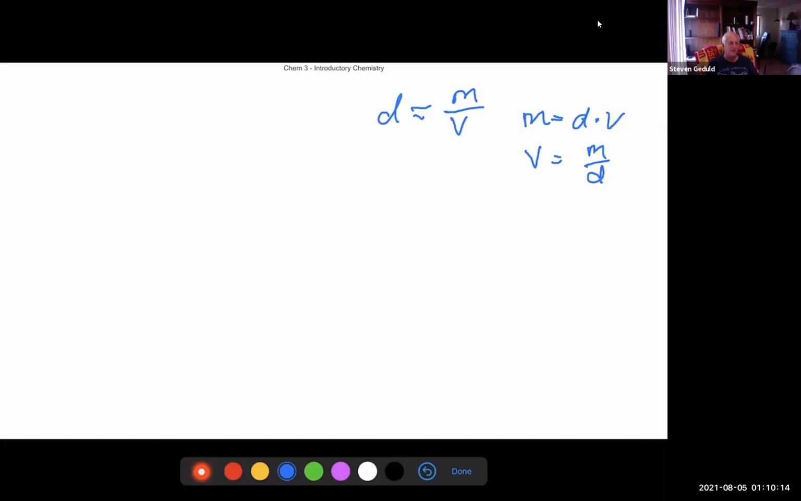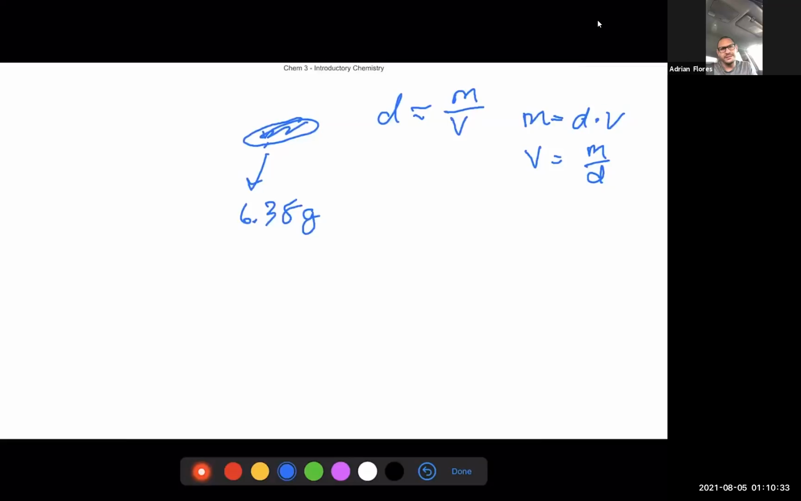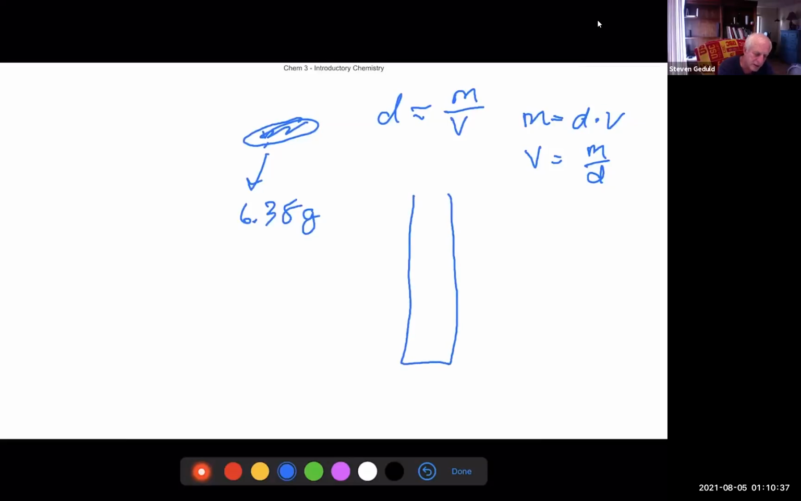Say you've got a forensic case, they found a bullet, and you want to find the density of the bullet. You got this bullet that they found at the crime scene. You weigh it, and it comes out to 6.38 grams. And we have a graduated cylinder, a measuring tube that you can pour water in to measure the volume of the water.